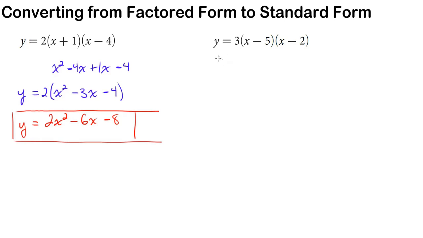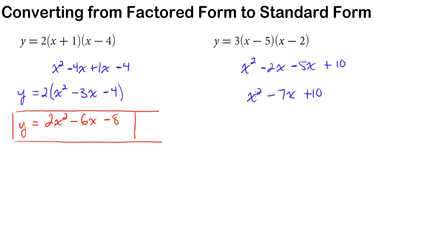So now let's go ahead and take a look at this second example here, and I encourage you to pause and try it on your own. We have y equals 3 times x minus 5 times x minus 2. First step, we're going to FOIL. So first times first, x times x is x squared. Then outer term times outer term, x times -2, that's -2x. Inner term times inner term, -5 times x is -5x. And last term times last term, -5 times -2 is +10. And we could combine like terms here. -2x minus 5x is -7x. So we have here x squared minus 7x plus 10.